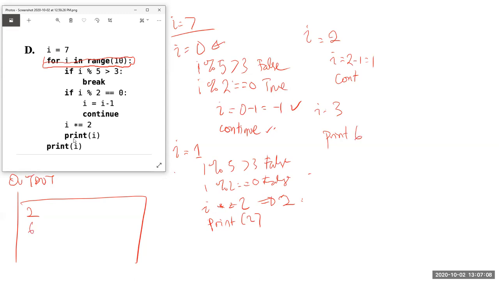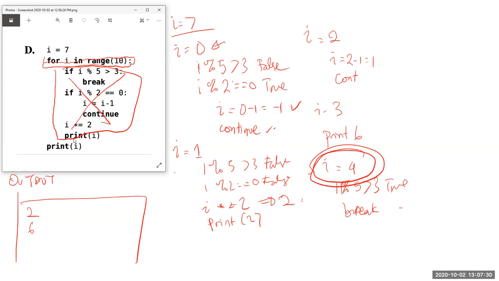And then next is I equals 4. Now here is the case where I modulo 5 is greater than 3 is true, so it breaks. So this entire loop is done. Let's cross them up. And this time the last state is I equals 4, as I printed 4.